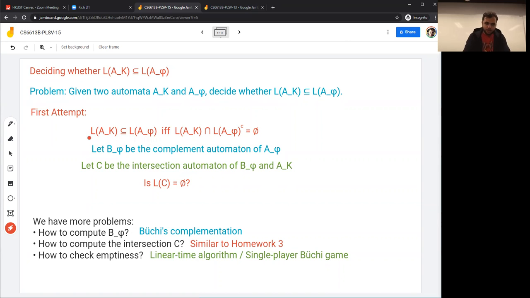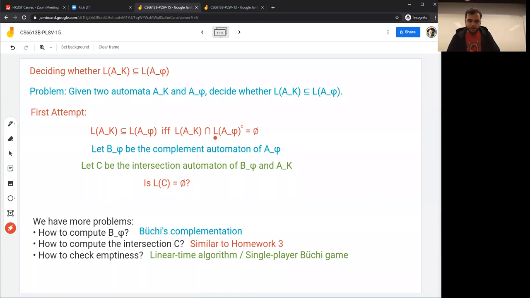So this is just set theory. A is a subset of B if and only if A does not have anything in common with the complement of B. So I just take this and rewrite it like this. This is basic set theory. Okay.